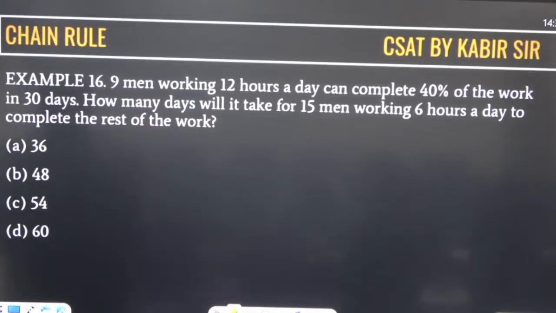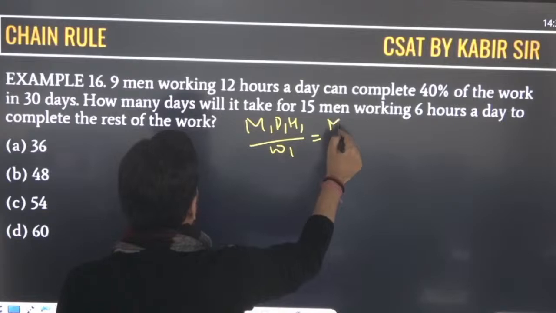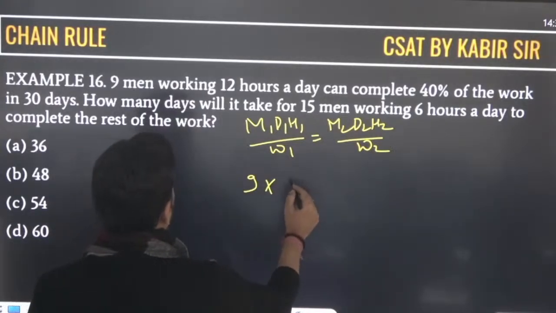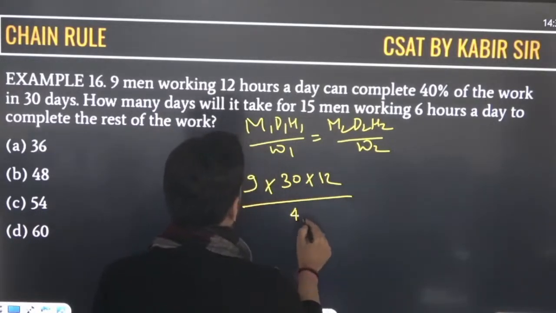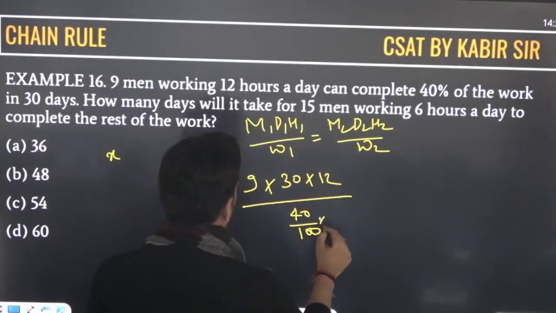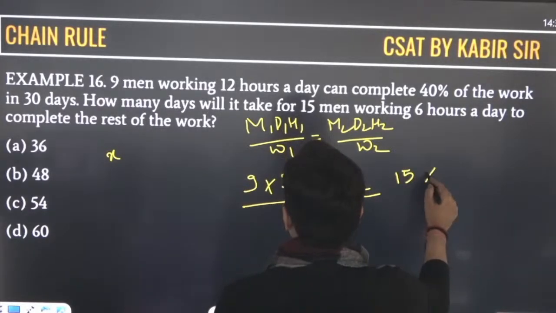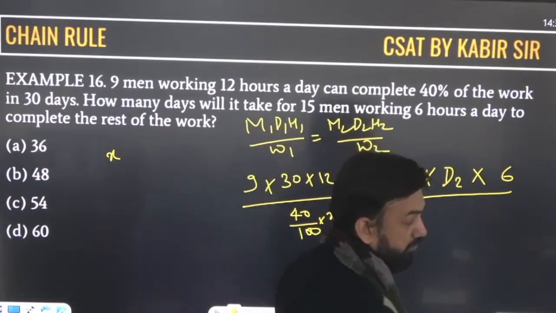So again, we will use the same formula here. Just, work is given in percentage, right? Again, we will use the formula M1 D1 H1 upon W1 equal to M2 D2 H2 upon W2. 9 men are working 12 hours a day, 30 days, right? How much work can they complete? 40%. Suppose the work is X, so 40% they can finish, right? 15 men, the days asked by the question, working 6 hours a day to complete the rest of the work, the rest work is 60%.